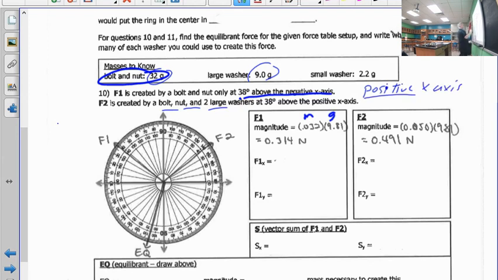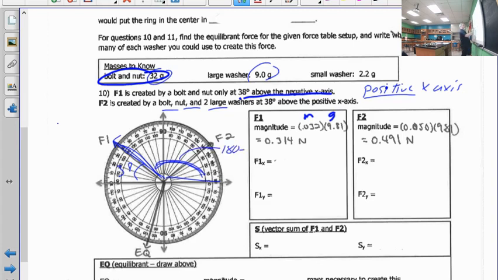So if the angle here, I'm just going to draw it on our wheel, is negative 38, or 38 above the negative x-axis, that's what it means here. It tells us that our arrow's here. But I don't want to measure it from the negative x-axis. I want to measure it from the positive x-axis. So how do we get this angle here?